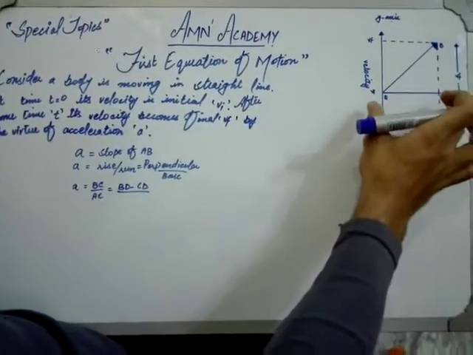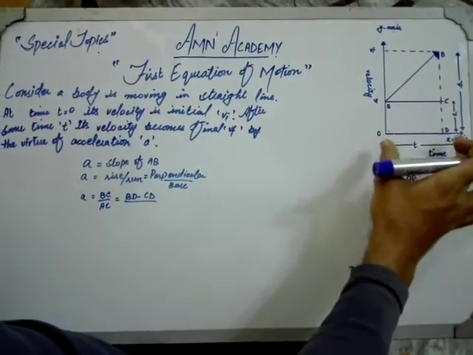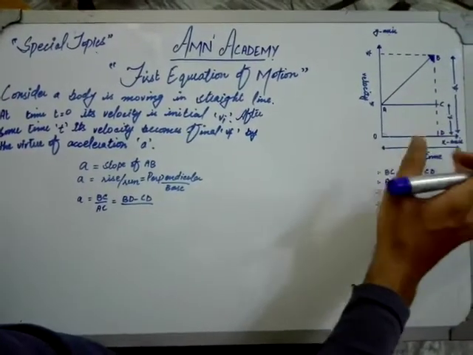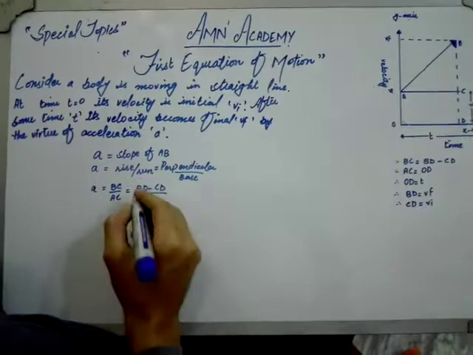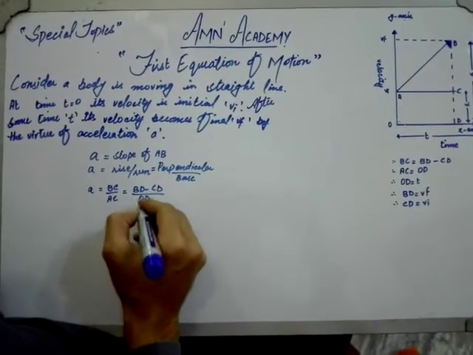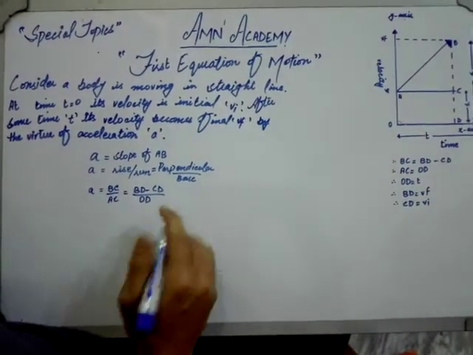What is the value of AC? AC is a line parallel to OD, and OD is time t. So AC is equal to OD. I am writing OD instead of AC.